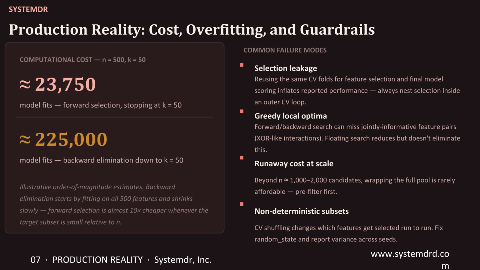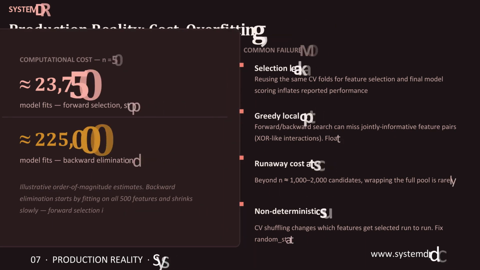Third, runaway cost at scale. Beyond roughly 1,000 to 2,000 candidate features, wrapping the full pool stops being affordable. Pre-filter first. And fourth, non-determinism. Cross-validation shuffling changes which features get selected from run to run. Fix your random state, and if this matters for your use case, report variance across multiple seeds.